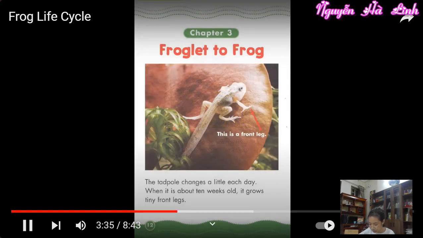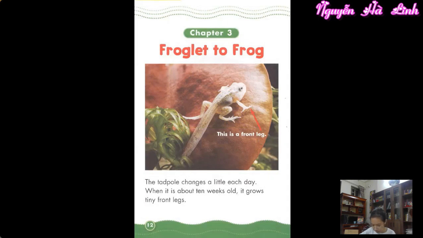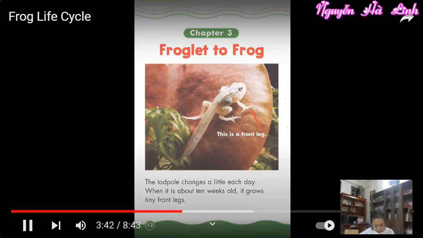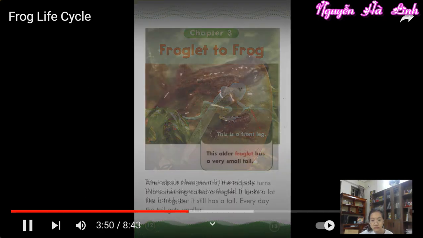Chapter 3, Froglet to Frog. Now we can see a front leg. The arrow's pointing to a front leg. The tadpole changes a little each day. When it is about 10 weeks old, it grows tiny front legs.